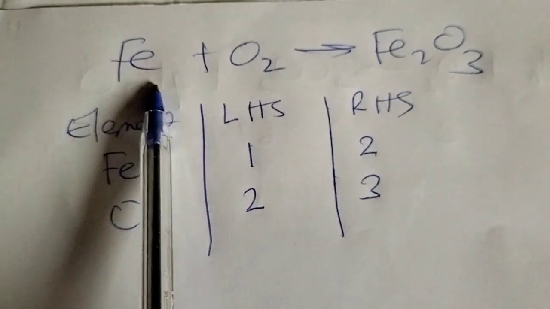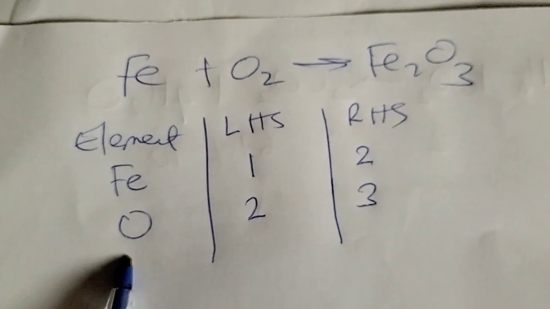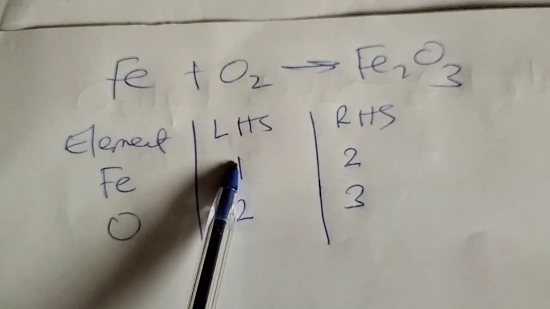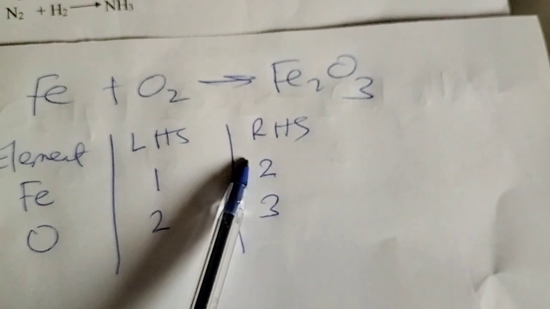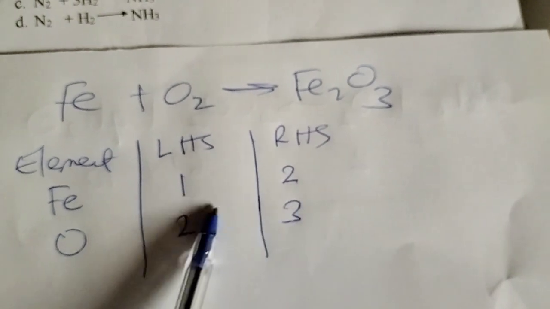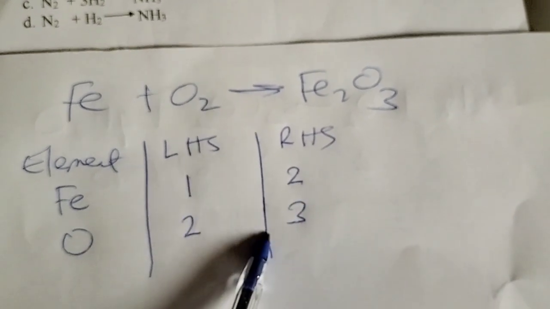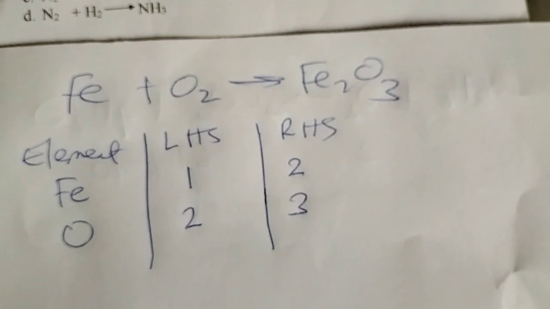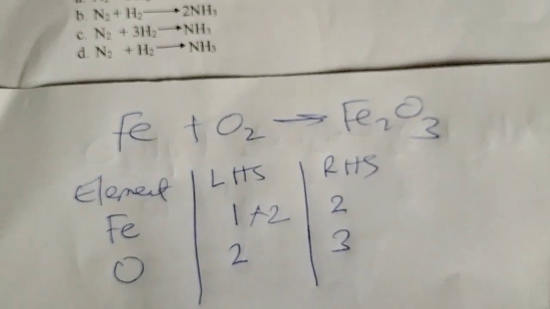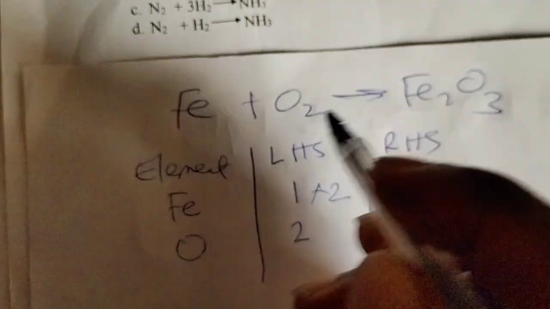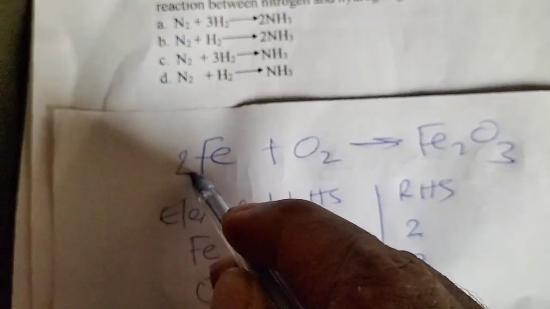The elements are the symbols iron and oxygen. Iron is 1 atom, oxygen is 2 atoms on the left hand side. Product side, iron is 2, oxygen is 3. So none of them is balanced. And the one that would be easier for us to balance first is iron by multiplying 1 by 2. Go to the product's left hand side and put 2 in front of iron.